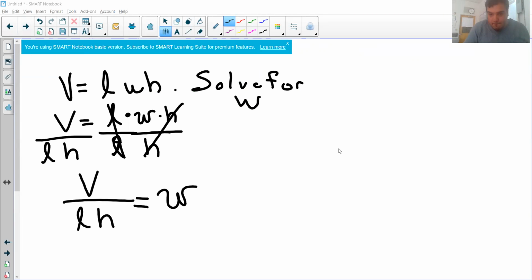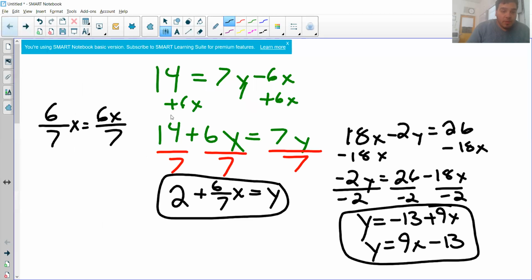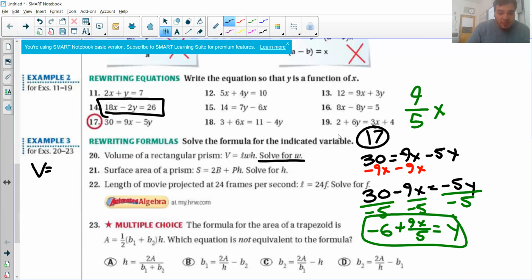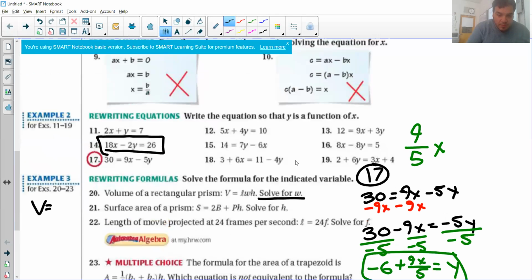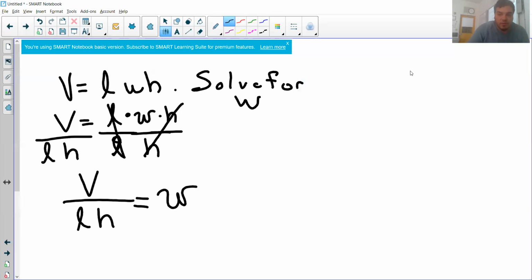Okay. Yeah, there you go. All right. Next one. Surface area of a prism. Is it possible to go back to that? Yeah, sure. Let me just write it down here so I can copy it. S equals 2B plus PH. I'm looking at 21. We're going to solve for H. Oh, perimeter. There's that.